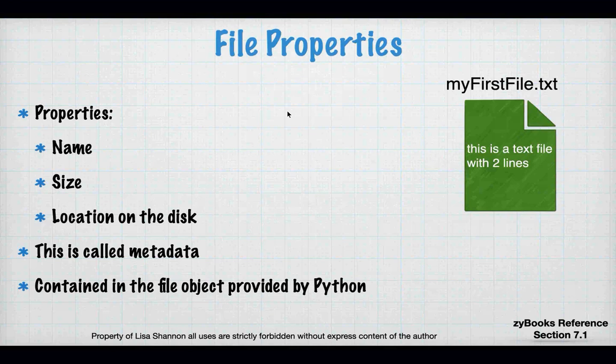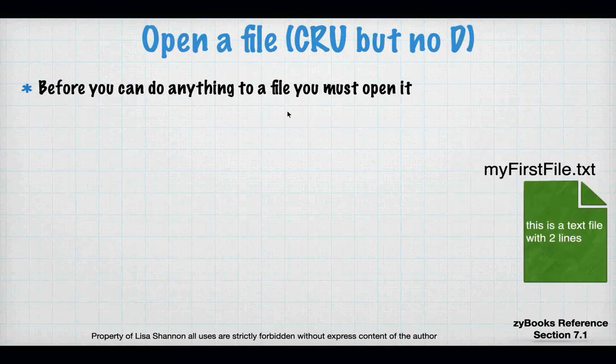When you're accessing the file, when you say, hey, Python, give me this file, it gives you back a file object that has this information in it, and it has the ability to get information out of the file or put information into the file. So let's get to it. We're going to open a file. That is the first thing you do with every file, whether you are going to read it, write it, or append it. You have to open it, and that gives you the file object.